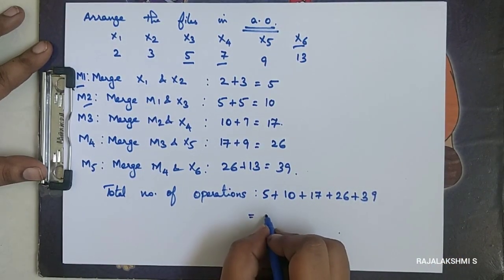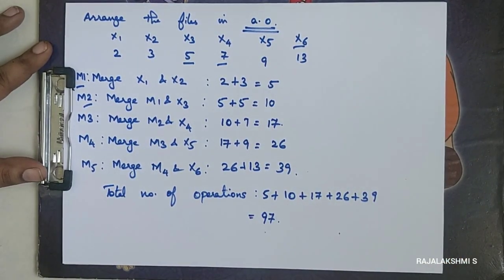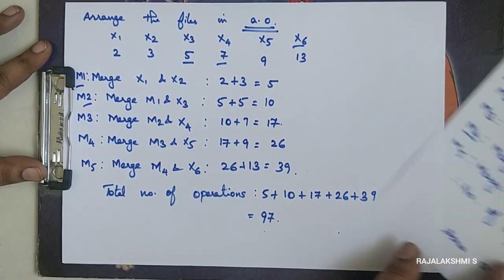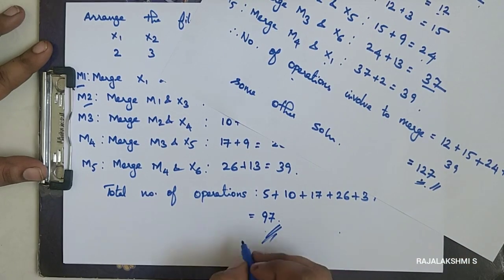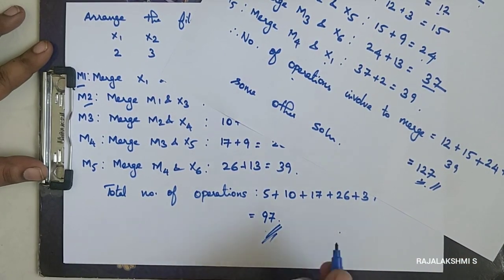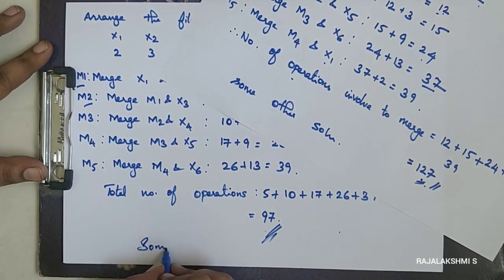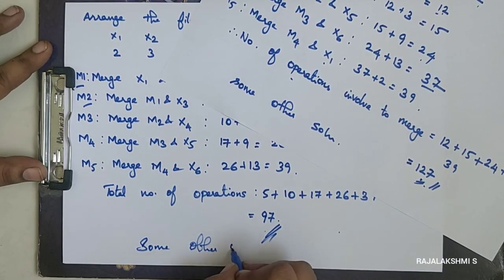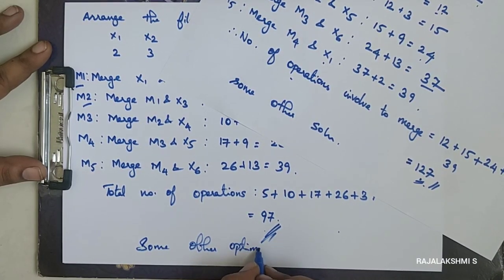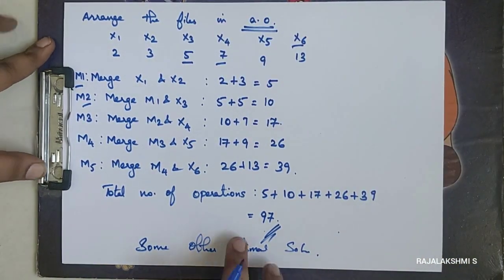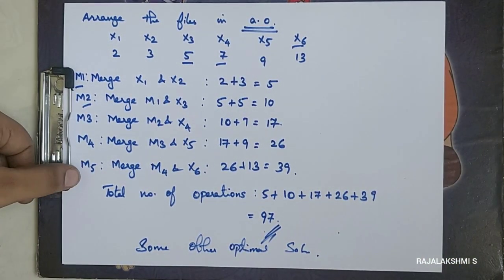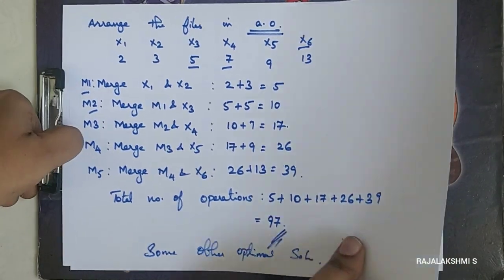So it will be equivalent to 97, which is better than the previous solution. In the previous method we got only 127 and now we got 97, which is minimum. Still we look for some other optimal solution. Though it is better than the previous method, we will look for some optimal method.